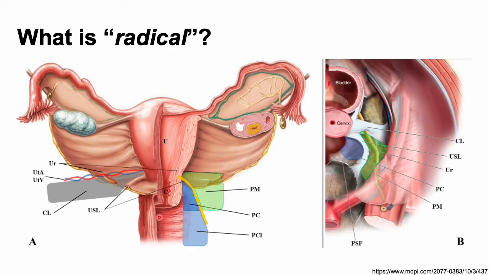You can see this picture here of the uterus, and the radicality of this surgery is removing the parametrium, some of the vagina, and then the uterosacral ligaments, which are coming off here as well. And so it includes the surrounding tissue of the area.